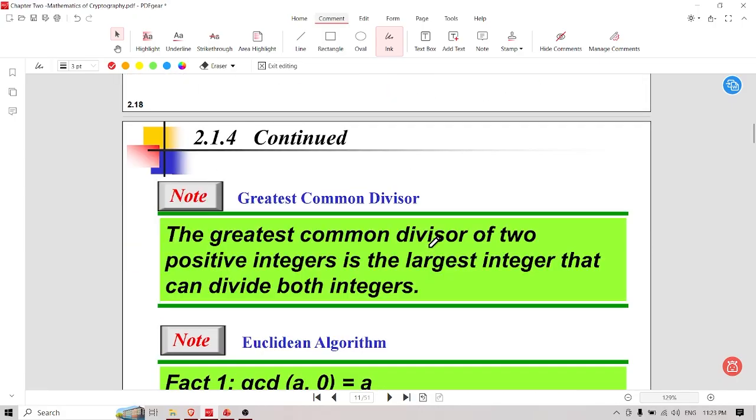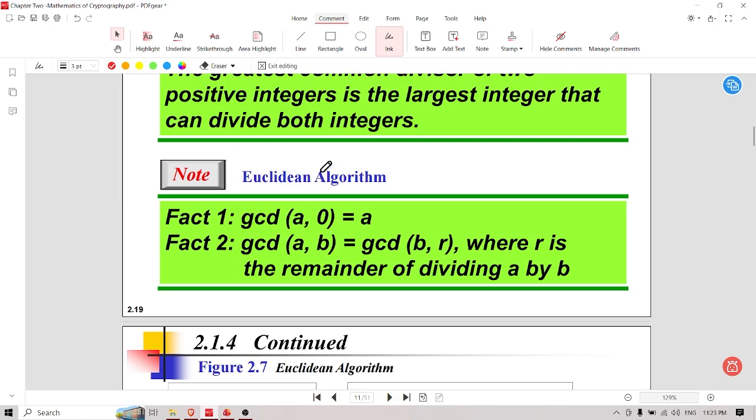Now we have another note, the Euclidean algorithm. The first fact is that the GCD of a comma 0 would be a. Let's say for 10 and 0, it would be 10. And the GCD for a and b will be equal to the GCD of b and r, where r is the remainder of dividing a by b.